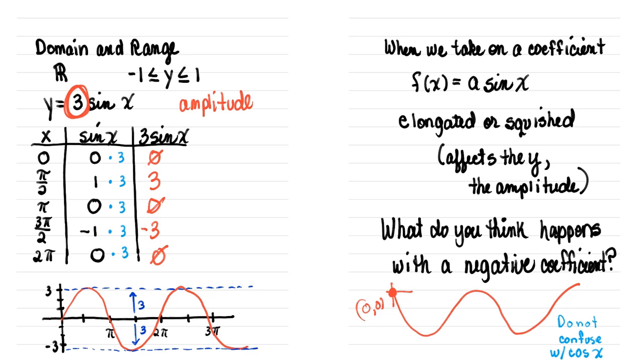And of course, when you get a negative coefficient, we're just flipping it down, doing it backwards. Just don't confuse it with a cosine function here. Notice that it didn't start at the 1 or a negative 1 like a cosine did. It's still starting at the origin.